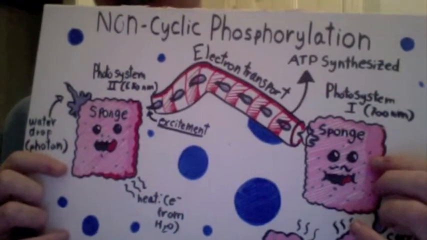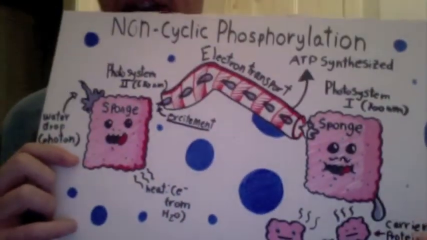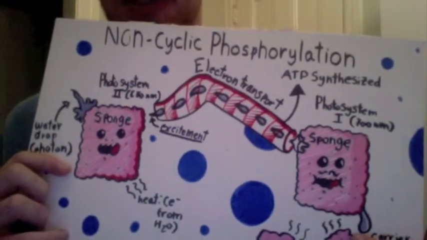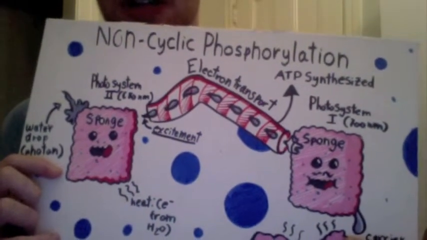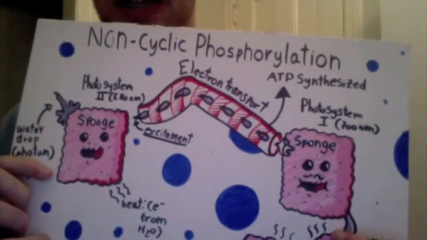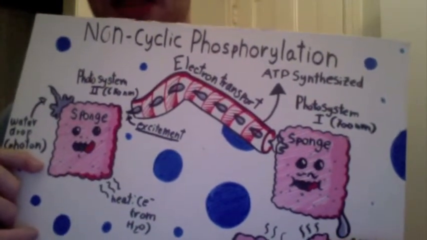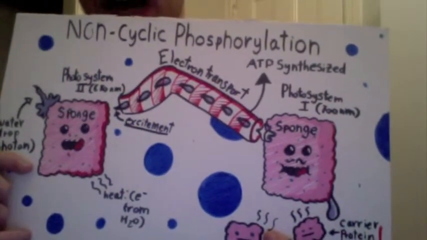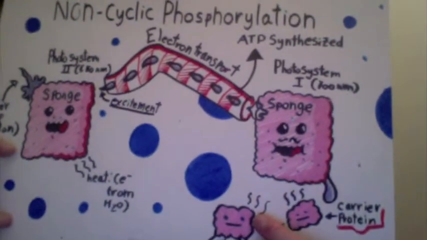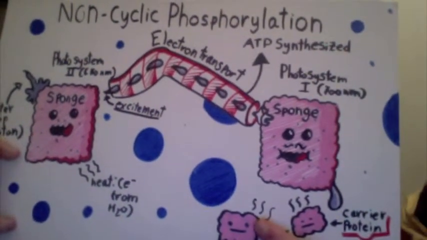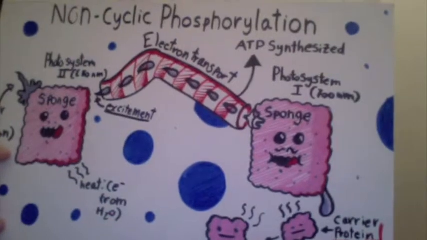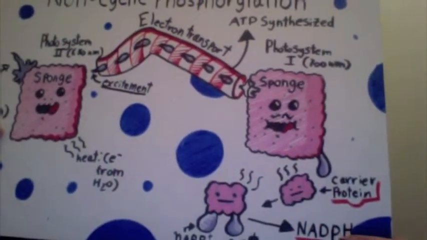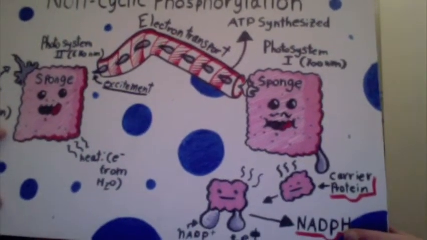Now, what happens is the sponge gets excited, and it releases the electrons again to a carrier protein, which is resembled by a smaller sponge, as you can see here, which has heat because it's carrying the electrons. This carrier protein then travels to NADP reductase, which is symbolized by this little sponge over here, which then takes NADP and the electrons, and together makes NADPH.